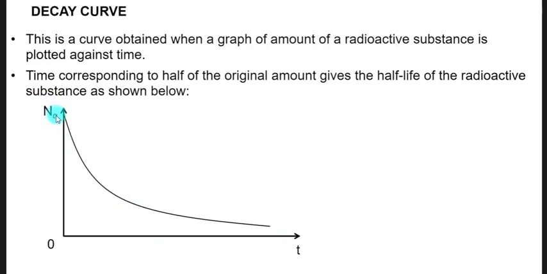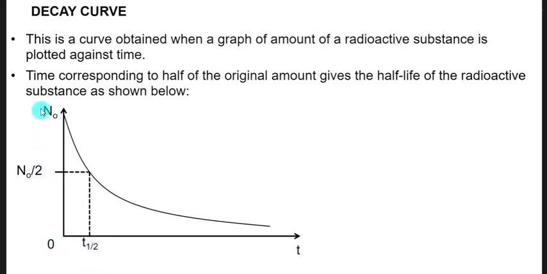So if we divide this line into the middle here, then it means we have divided the original amount. So it means original amount divided by 2. If we get a line from here on the middle, we go to the graph. When it touches the graph, we go down. Then this value will get on time here. We call it half-life.